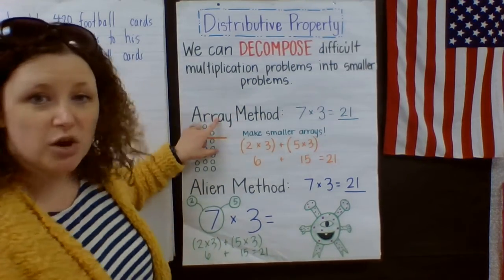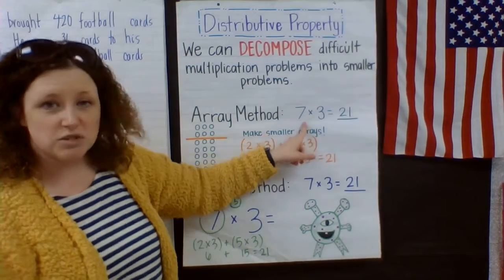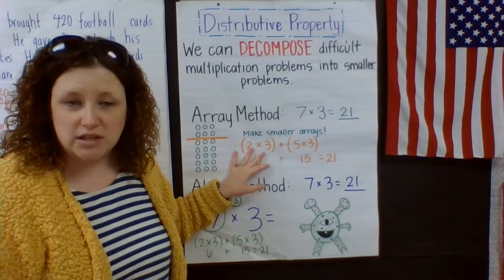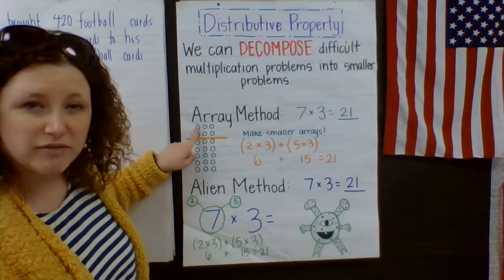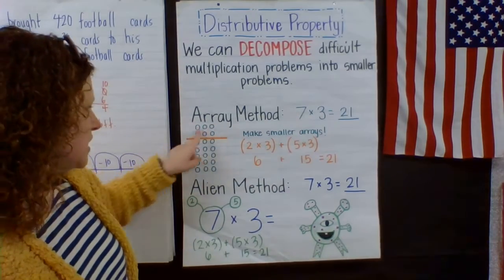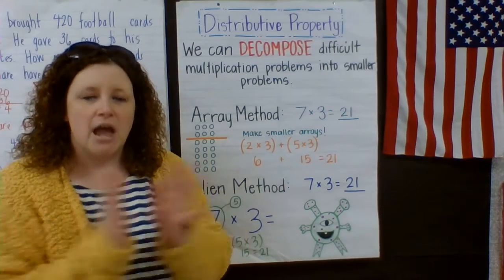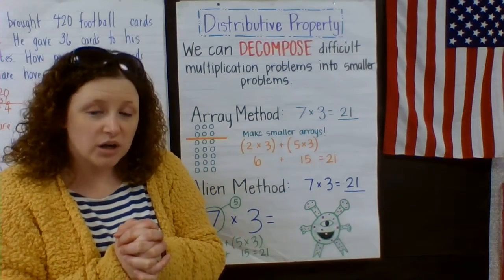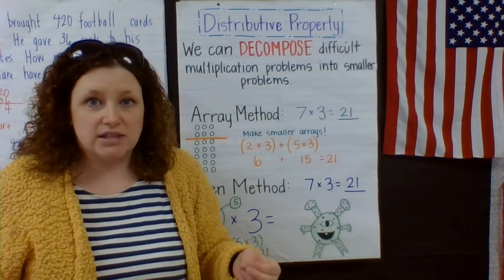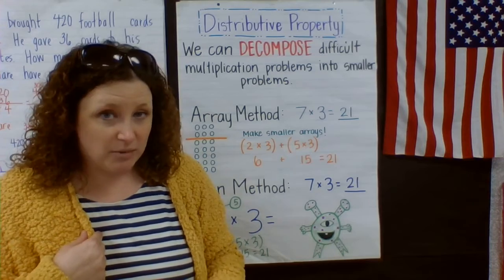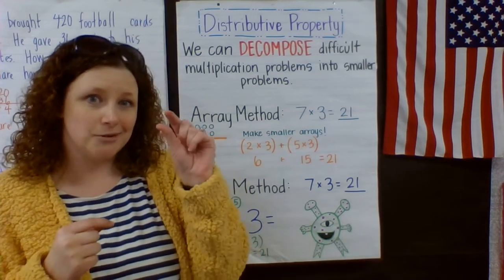So we have two strategies that we've learned to do this. The first is the array method, and we're going to use the problem 7 times 3 to demonstrate this method. So you know that means we have 7 rows with 3 in each row. I drew my array, and then I thought, how can I break this array apart into smaller arrays where maybe I'll be able to skip count a little bit easier, because I can't skip count by 7s, and skip counting by 3s is a little bit tricky too.